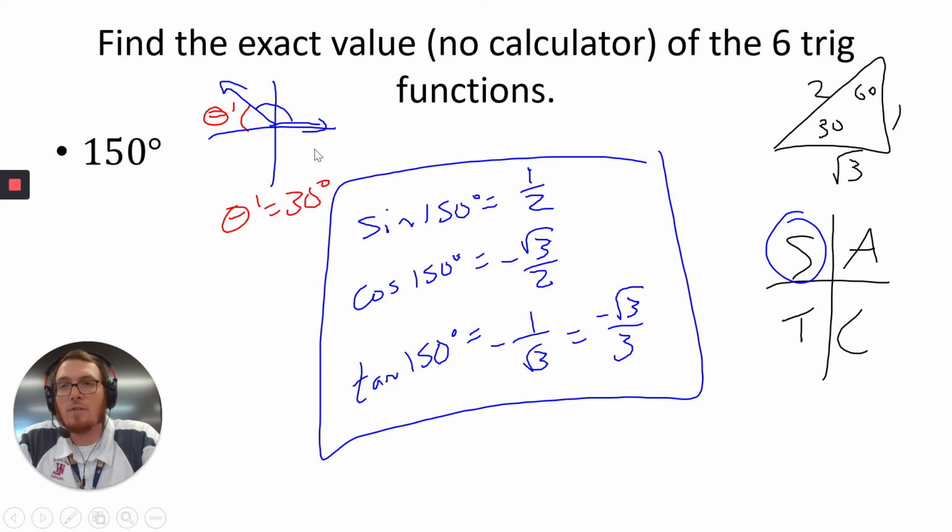The next one is 150. So 150 is in quadrant 2. You need the reference angle. The reference angle is 30 degrees because 180 minus 150 is 30. That's the important step. Then I'm going to use the 30, 60, 90 triangle.